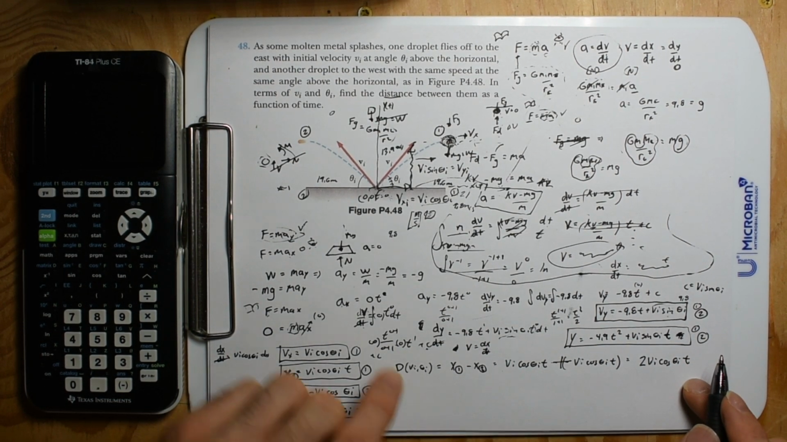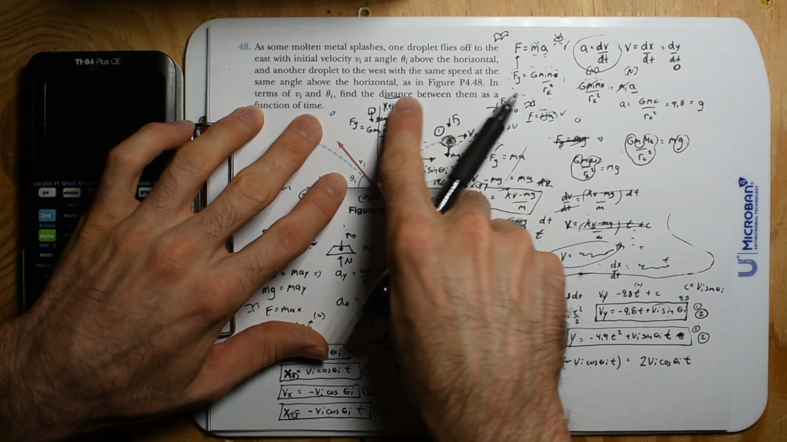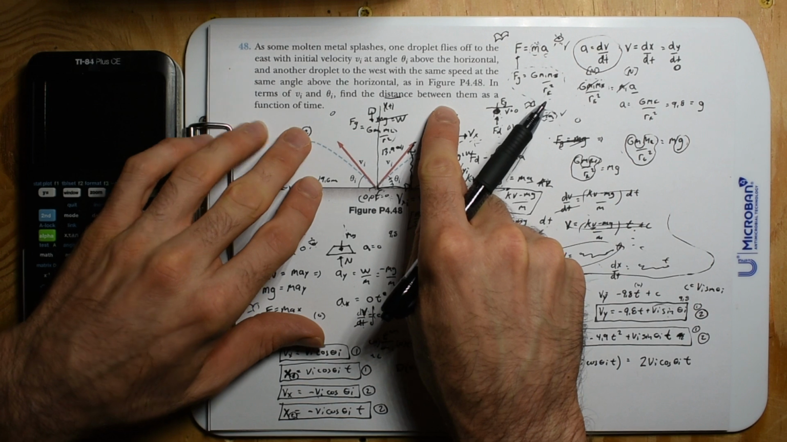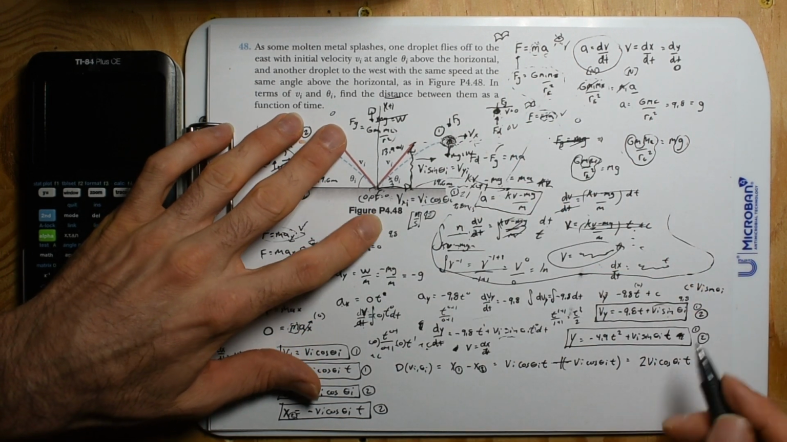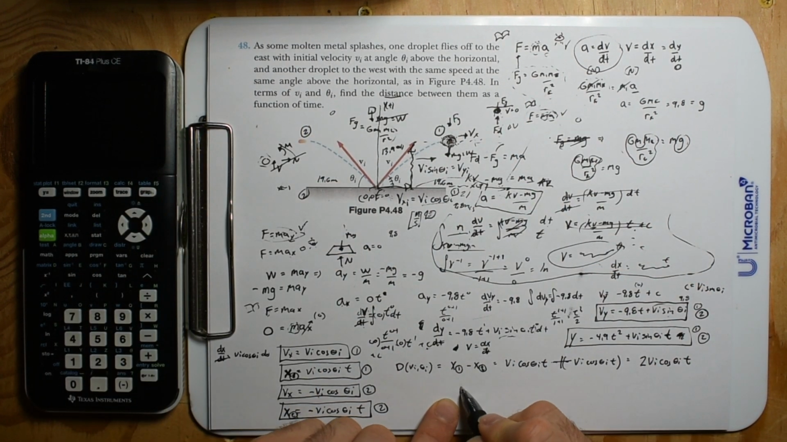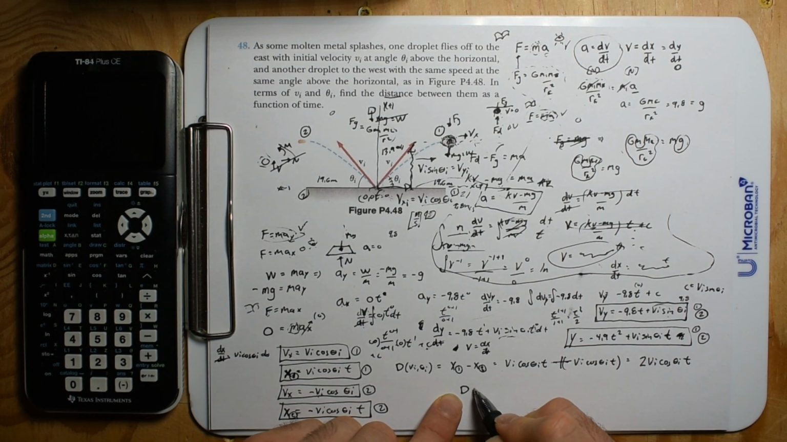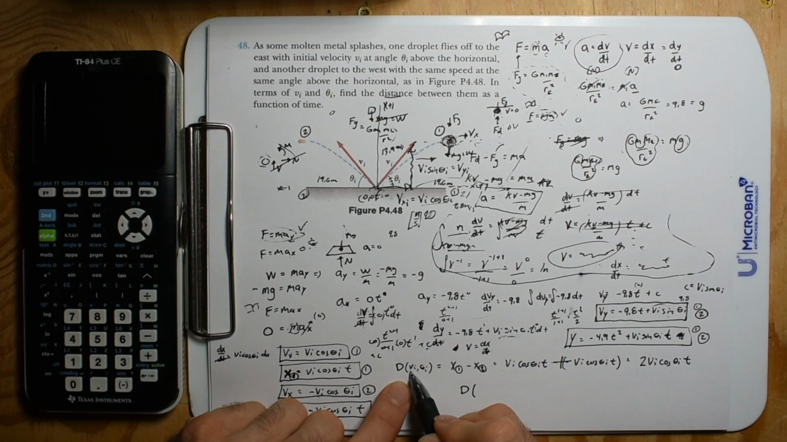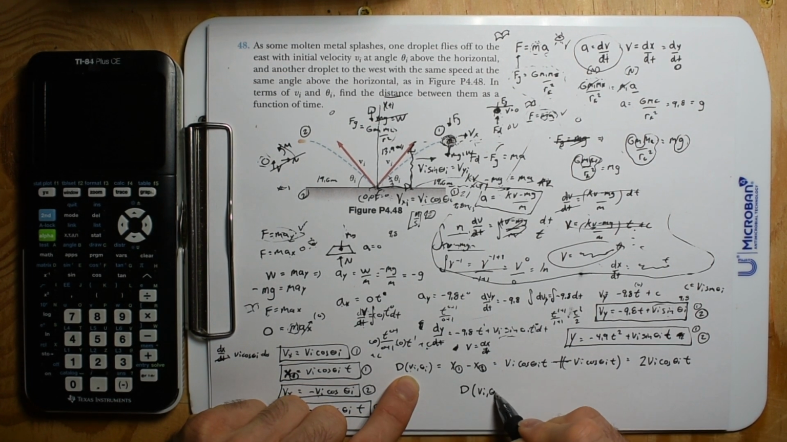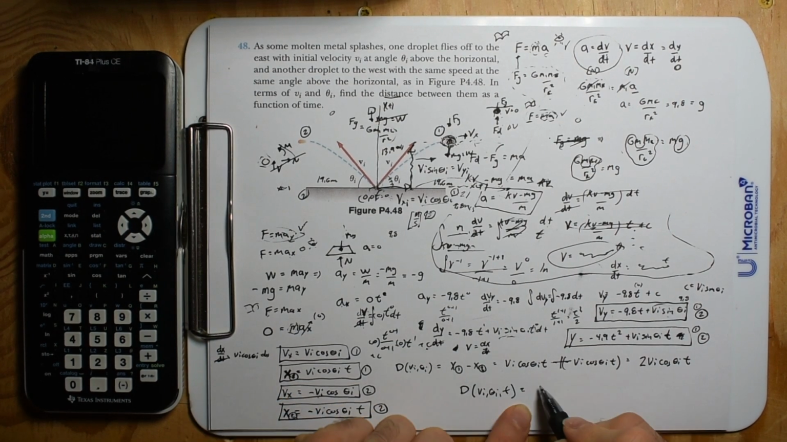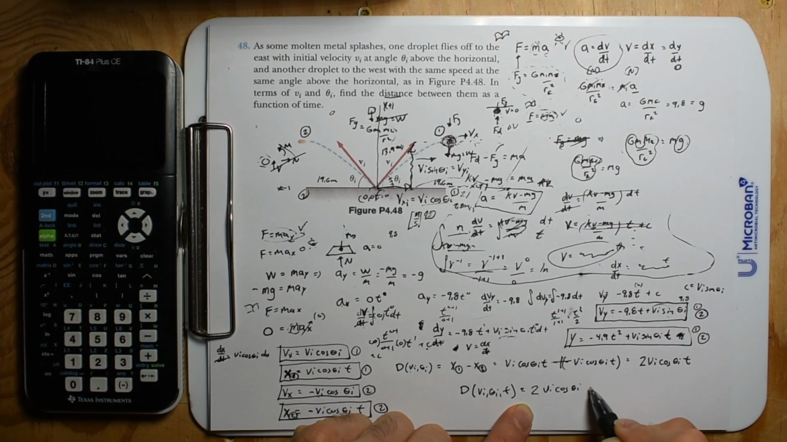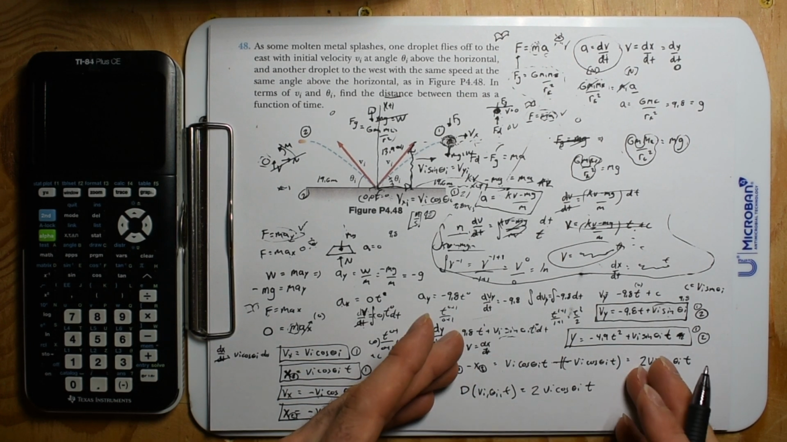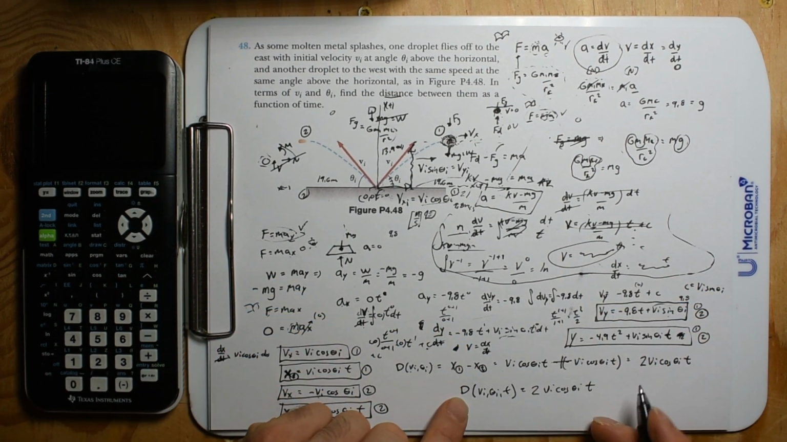The question was, in terms of v initial and theta initial, find the distance between them as a function of time. So there you go. Right now we have a distance d as a function of v initial, theta initial, and time, because we have 2 v initial cosine theta initial time. It is a function of all three of those things. You change any one of those variables and you get a different representation of time.